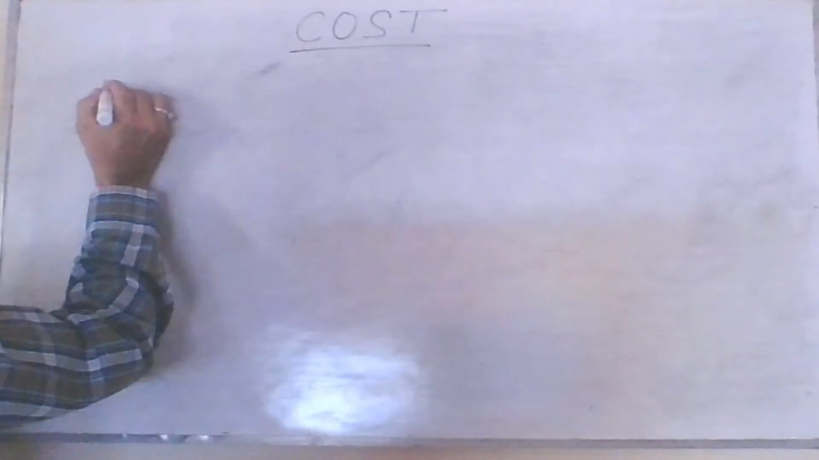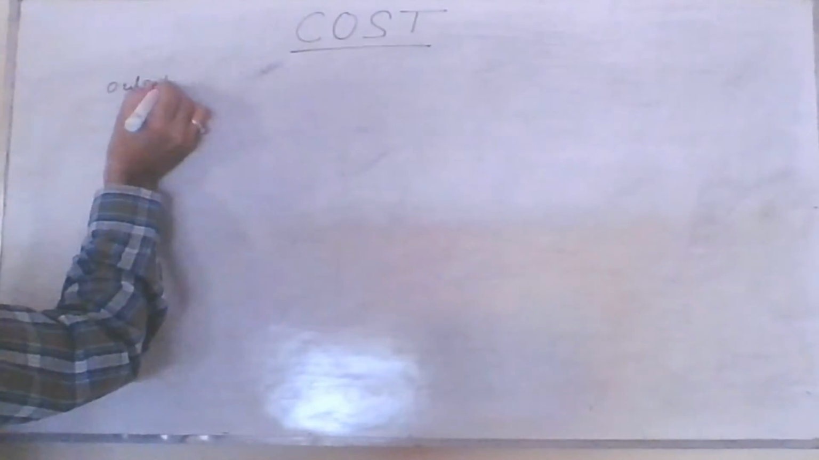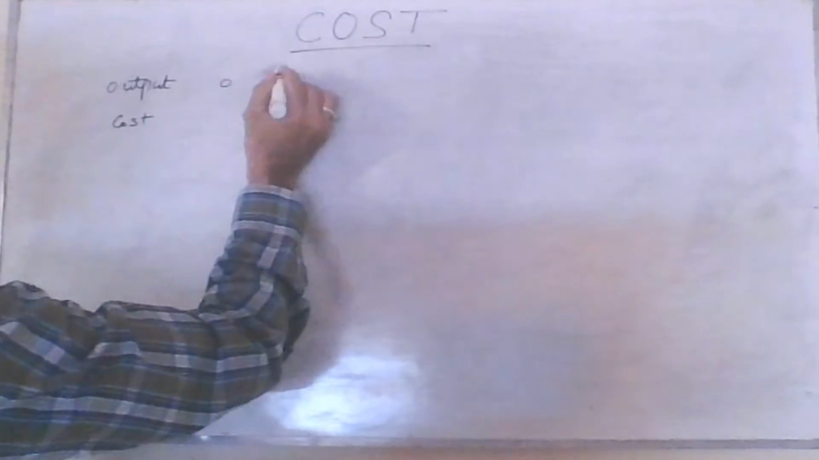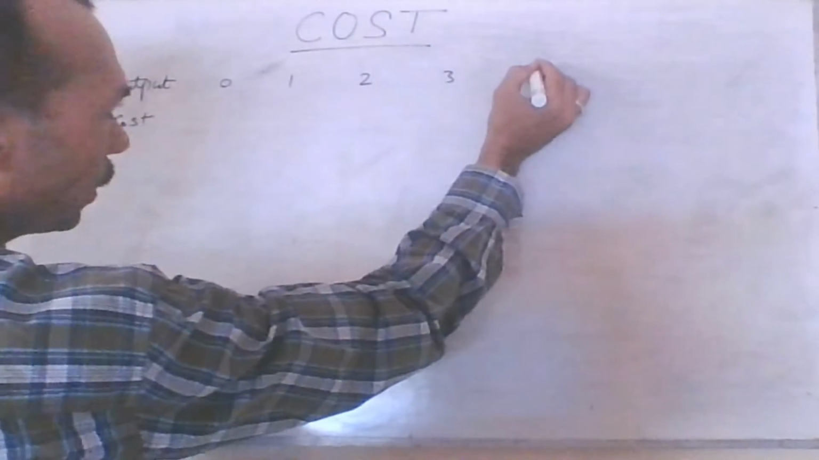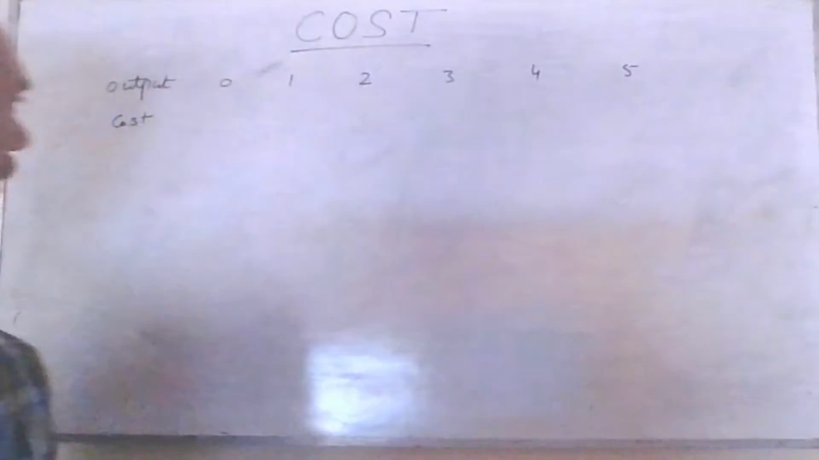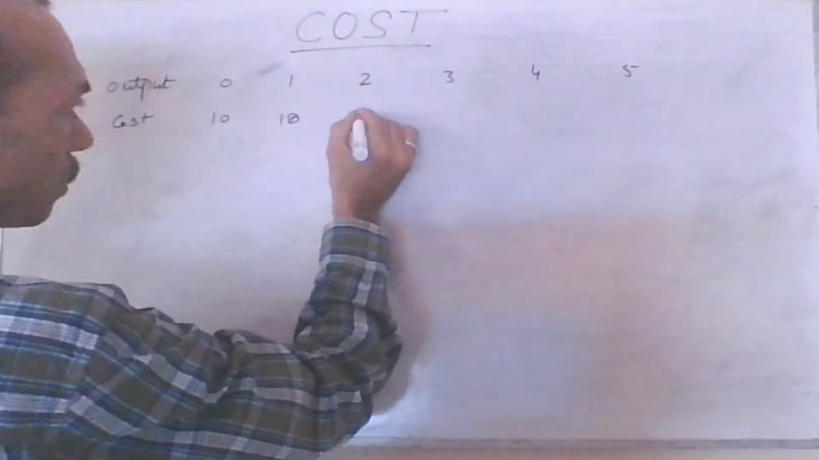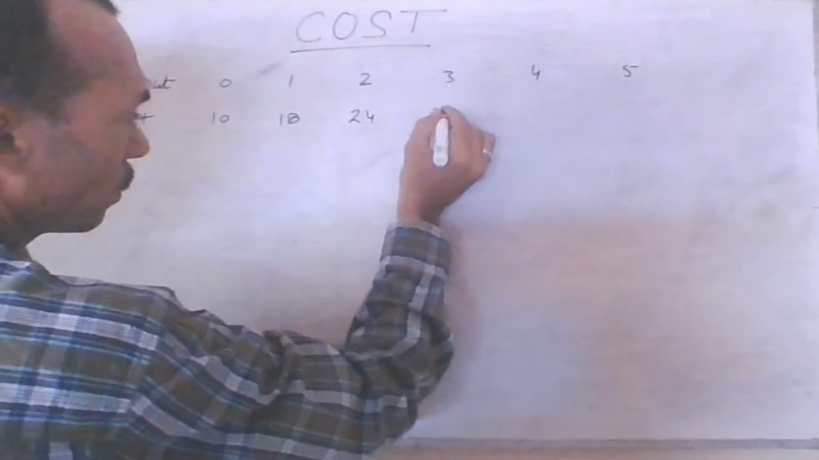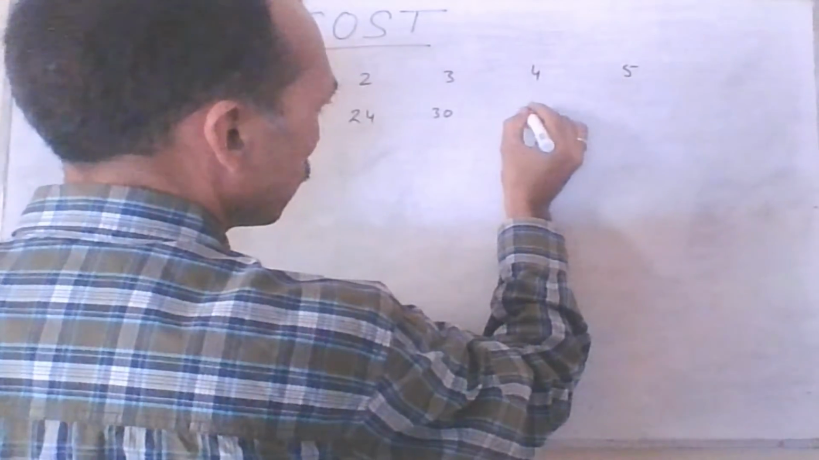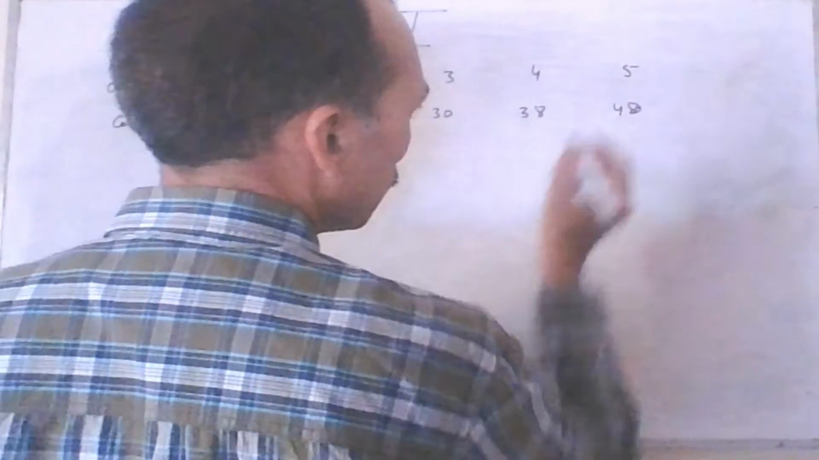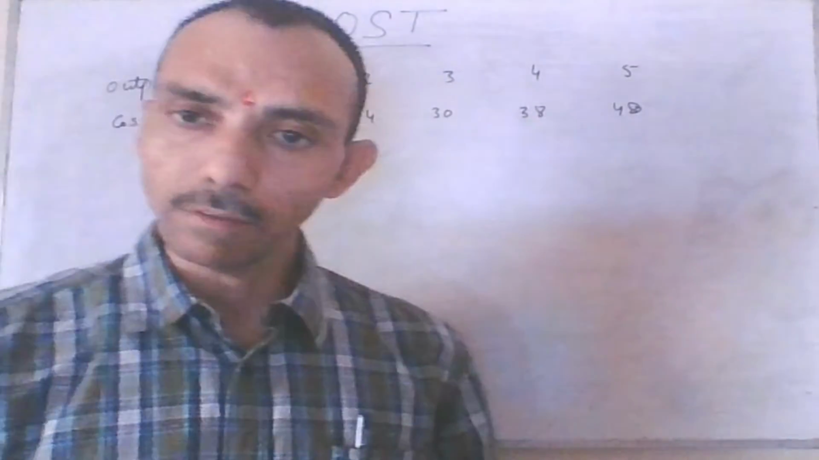Take a numerical example. So this is output and this is cost. Output 0, 1, 2, 3, 4 and 5. And the cost is... Okay, what you have to calculate? We have to calculate the MC, AC, ABC, AFC, ATC, all.